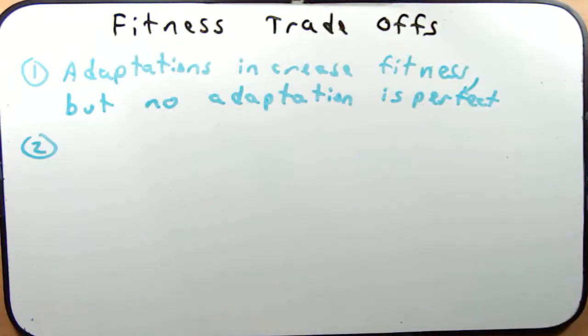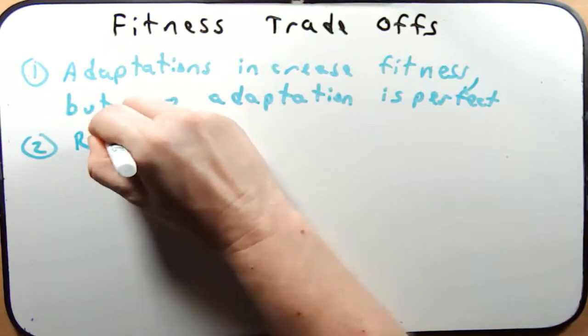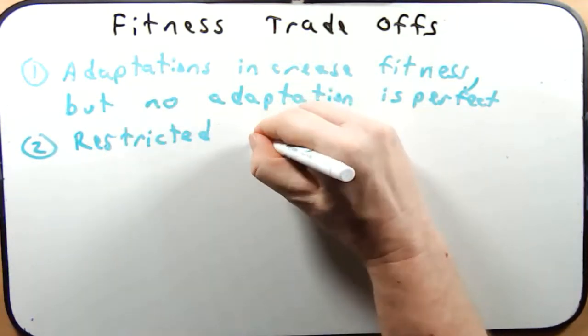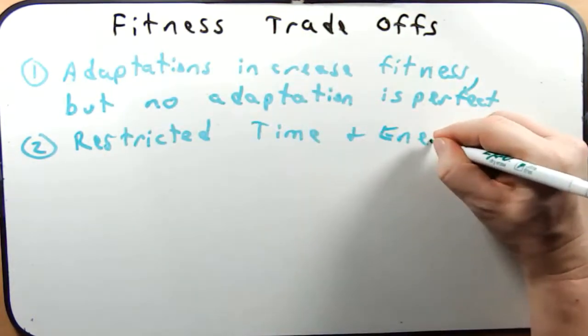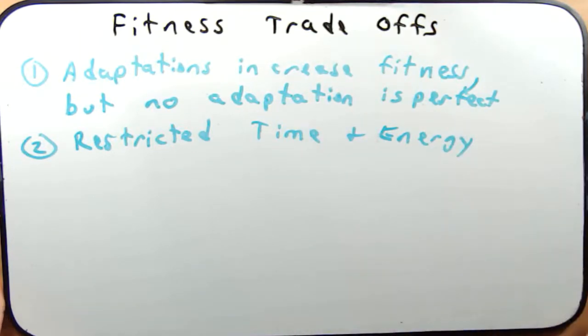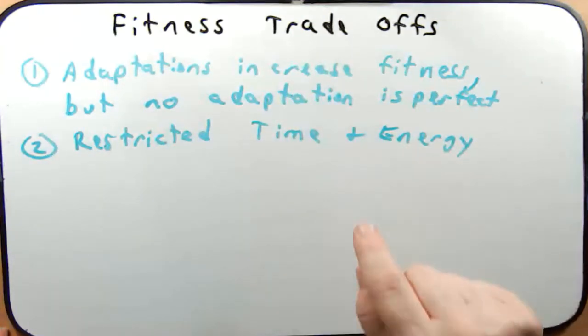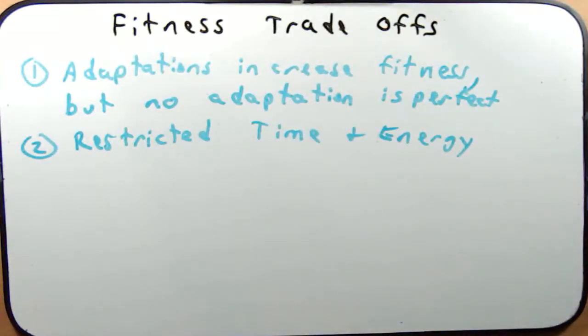When we think about adaptations, we have to remember that there is a restricted time and energy. What I mean by this is the energy that it's going to cost the organism to make or maintain that adaptation, is it worth it? Or another way we might think about it, is it a good trade-off? Whatever energy I'm going to spend making this particular adaptation, is it worth that energy loss?